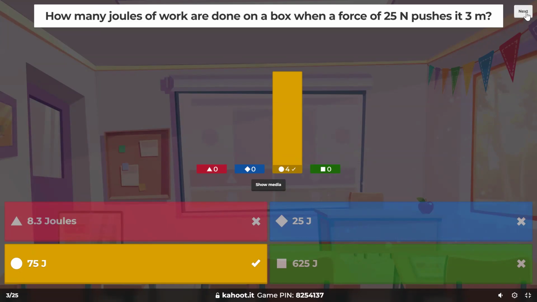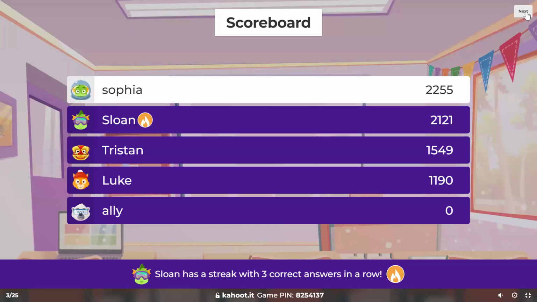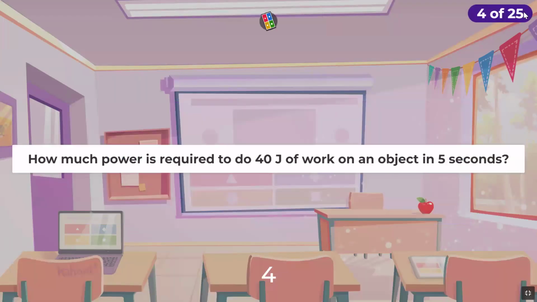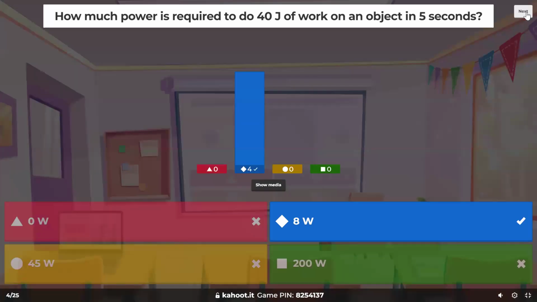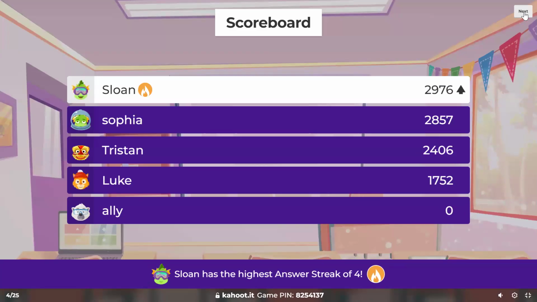All right, got Luke, Tristan, Sloan, Sophia. How much power to do 40 joules of work in 5 seconds? 8 watts. 40 joules in 5 seconds, 40 divided by 5, that'll be 8 joules per second, 8 watts. So power is a rate of energy transfer, the rate of work.